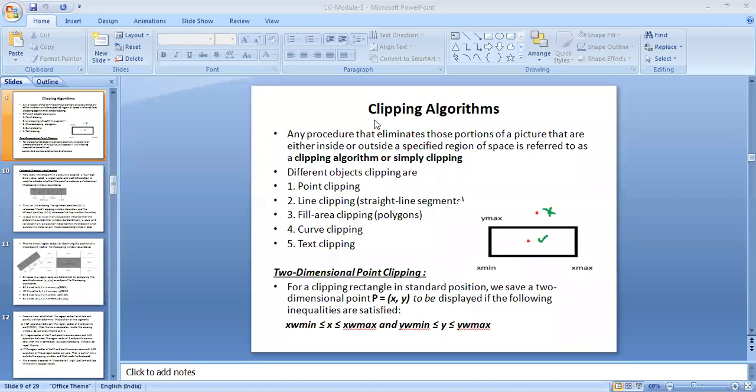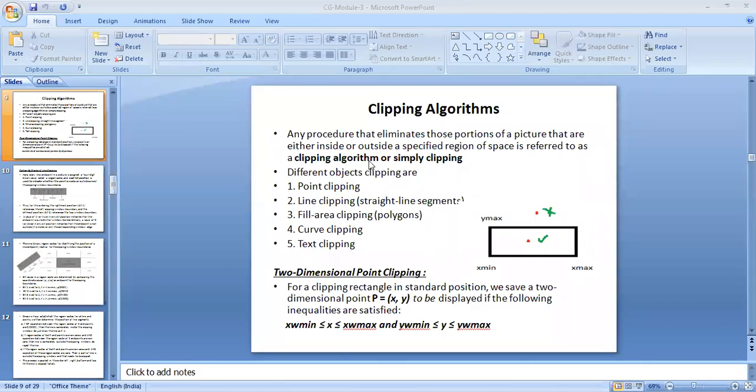So, clipping algorithms. We are discussing clipping algorithms. What do we mean by clipping? Clipping means removal, eliminating, or deleting. Any part of my object which I don't require, I can clip. That means I can remove it.